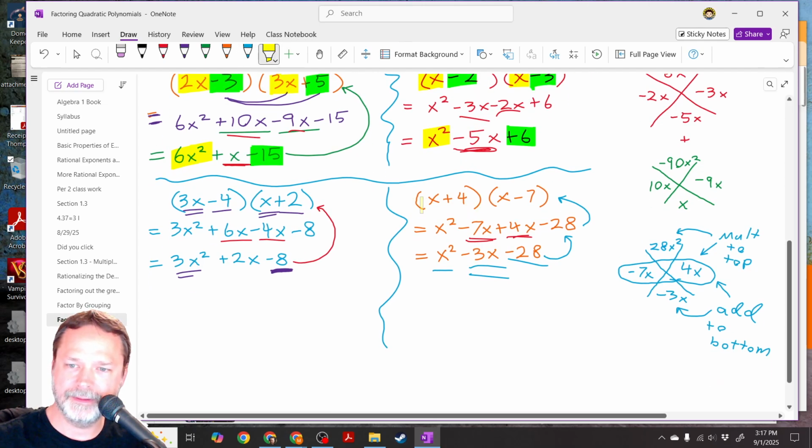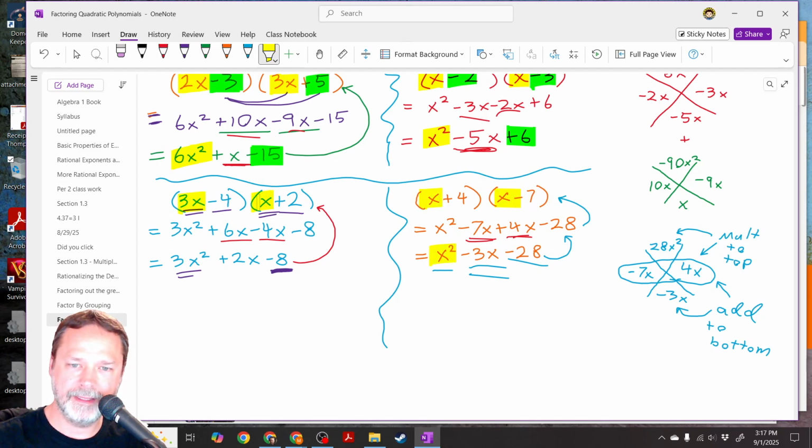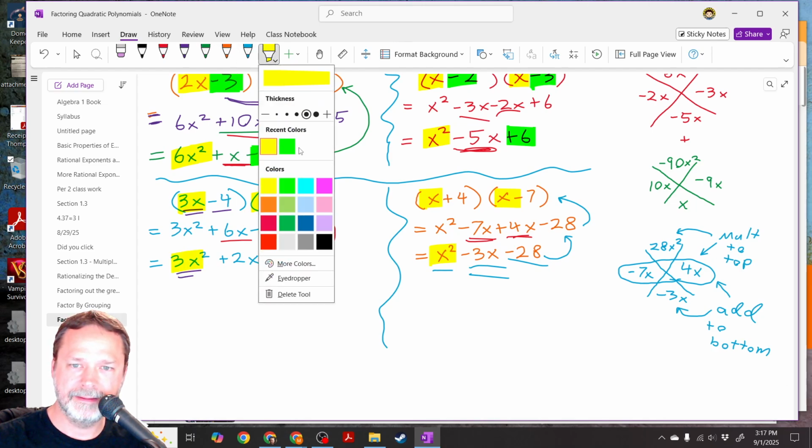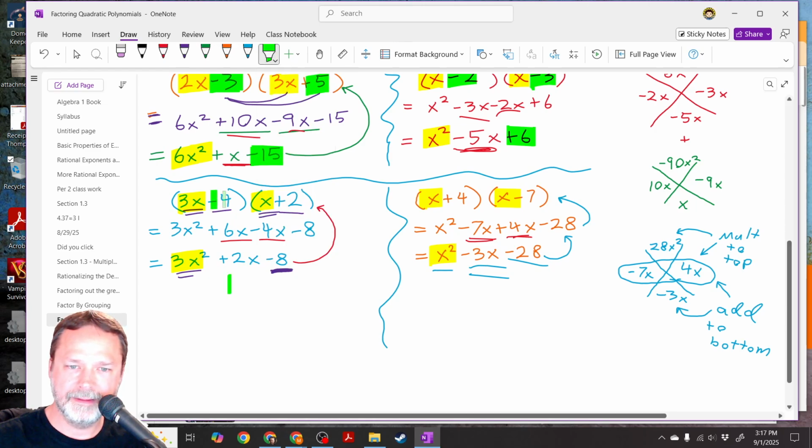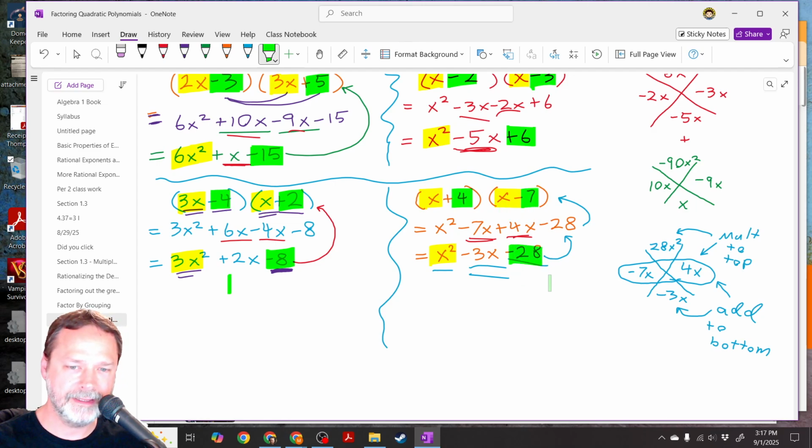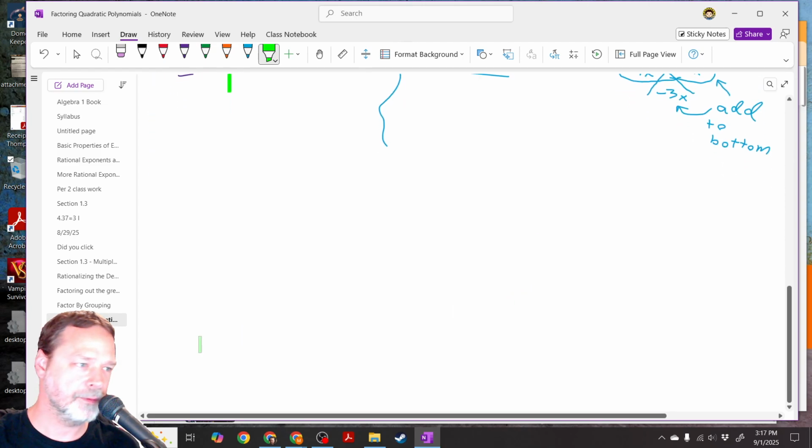I keep doing this. X and x is x squared. 3x and x is 3x squared. And then lastly, negative 4 and 2 gives us 8. 4 and 7, 28. So we see these patterns too. So that's another method. Just guess and check. And that's the way I'm going to do it with you.